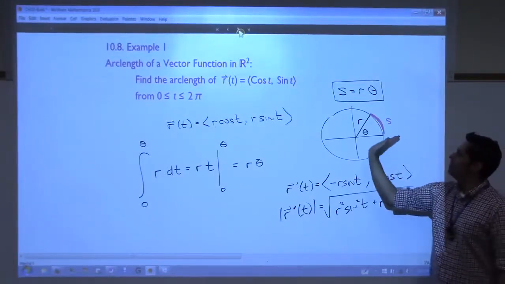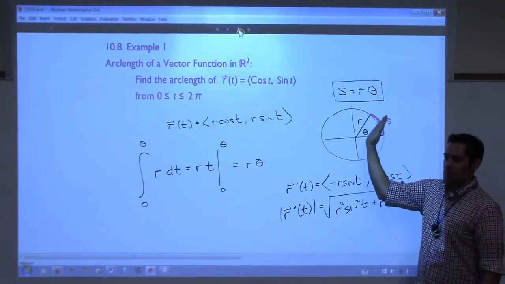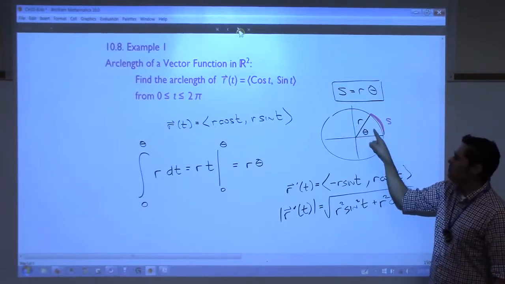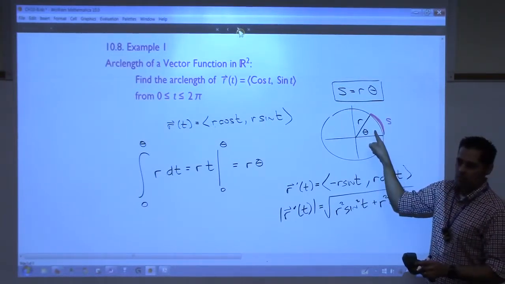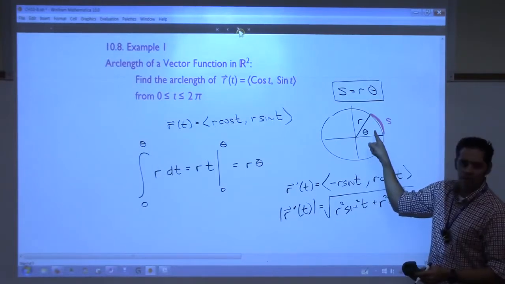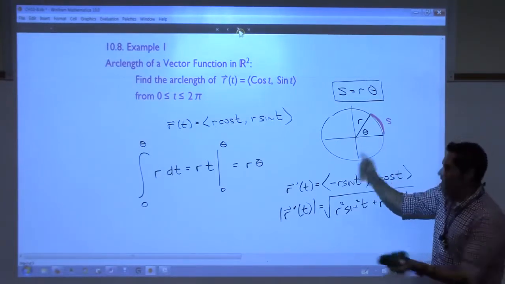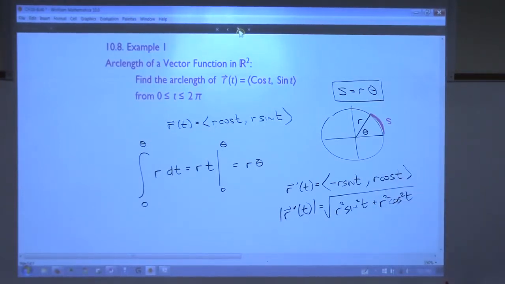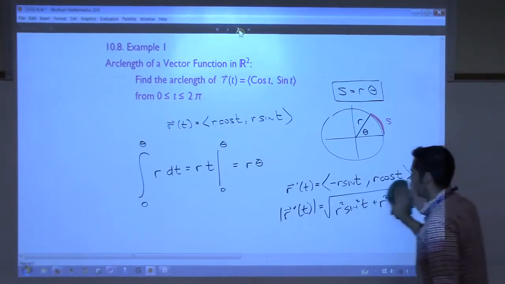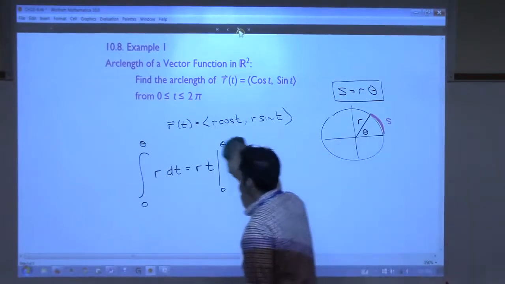Or physics, the length of this arc is the radius times the angle, as long as your angle's in radians. Where does that formula come from? Right there. Guys, we just did it, right? We just generated that formula. All right, that's awesome.